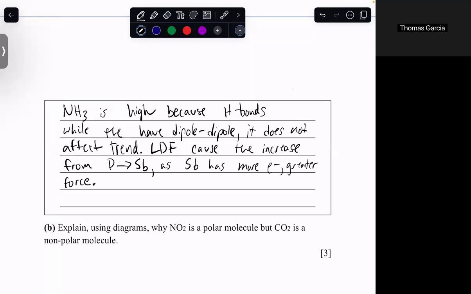I missed something here. We should say it's higher because H bonds are the strongest IMF. We need to make note of that. So while they all have dipole-dipole, it does not affect trend. LDF causes increase from phosphorus to antimony as antimony has more electrons, greater force. Cool. Higher boiling point. I'm just going to add that one in.